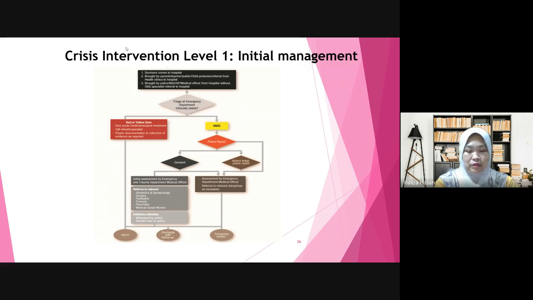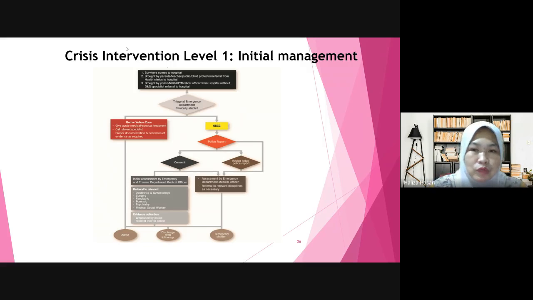For example, domestic violence, the victims come in looking like they were beaten, so they are seriously injured, so they will go to the red zone. Then we do the triage first, then we bring them to the OSCC, and then we do the police report. The police will take consent and advise. Then the initial assessment by the emergency and trauma medical doctor.